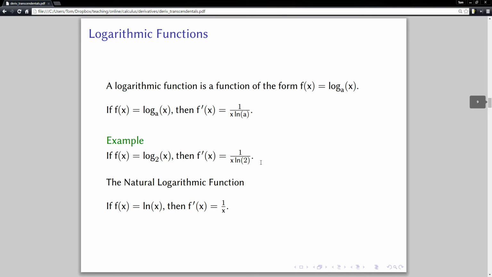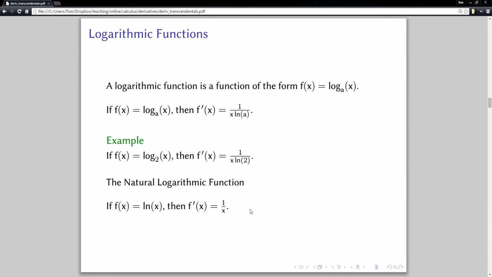All right, and just like with the natural exponential function, we have the natural logarithmic function, right? That's usually denoted as ln, but it's equal to log base e. And so when you take the derivative of that one, you get 1 over x, and then the natural log of e is equal to 1. So you just wind up with 1 over x. So again, for calculus, this is the best logarithmic function because it has a simple derivative here.